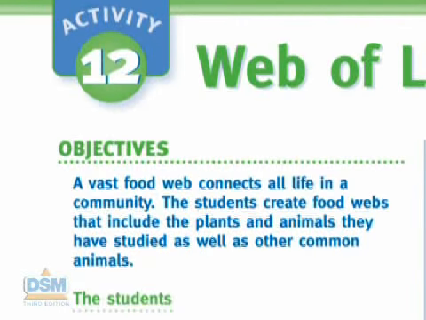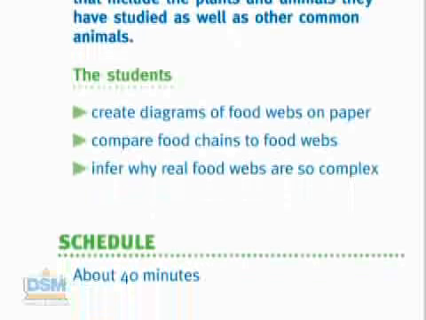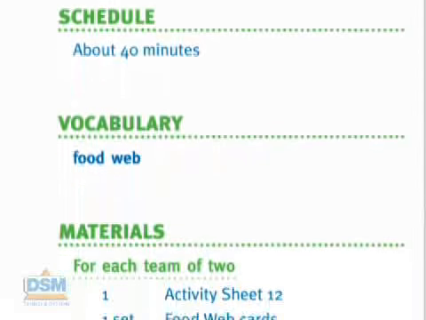Nearly all consumers depend on more than one type of prey for food. Food webs are many interconnected food chains that illustrate how energy is passed through an ecosystem. This complexity enables different species to survive by not being dependent on just one food source as in a simple food chain. In Activity 12, students create food webs and look at why food webs are so complex. This activity will take about 40 minutes.